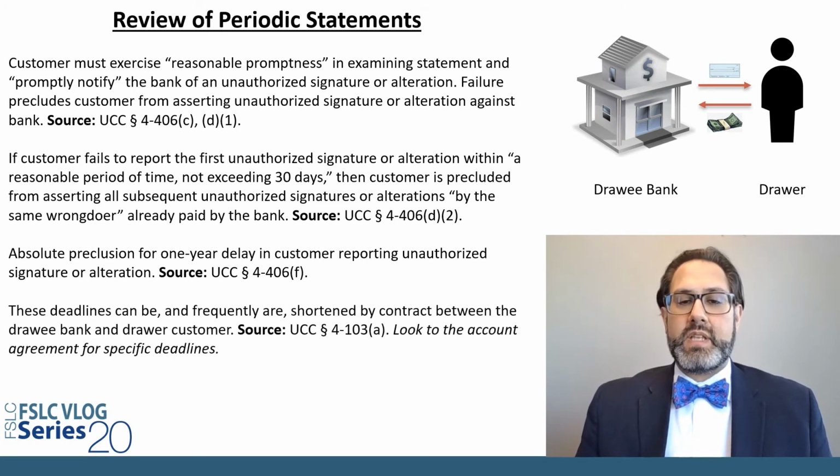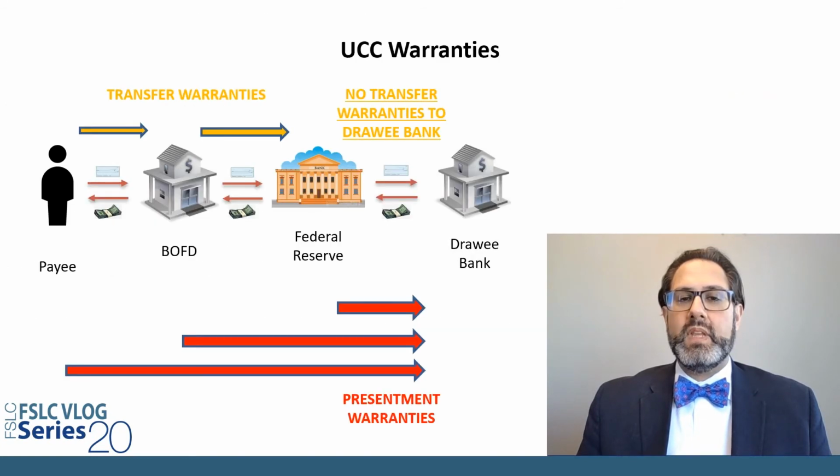However, these deadlines that are set forth in the UCC can be shortened, and they frequently are shortened in the account agreement. So it's important to look to the account agreement to see if perhaps the drawer has blown a deadline for reporting check fraud to its bank. Because the deadlines for the drawer to report fraud are so permissive, though, usually the drawer falls out of the scope of parties who may be liable for the check.